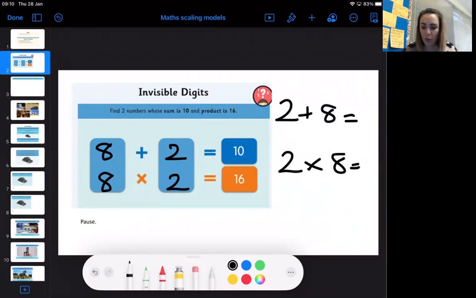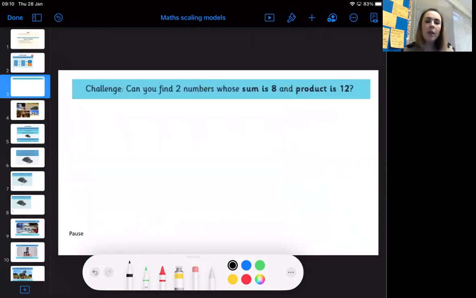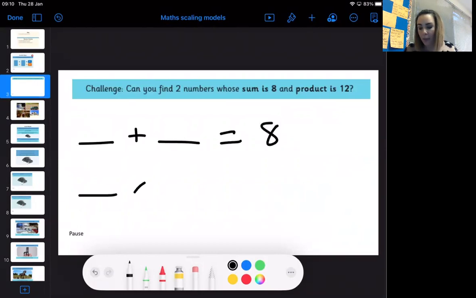Let's have a look at another example. So here's a challenge. Can you find 2 numbers whose sum is 8? So when they add together, they equal 8. And their product is 12. When they're multiplied together, they equal 12. Pause the video now and have a go.